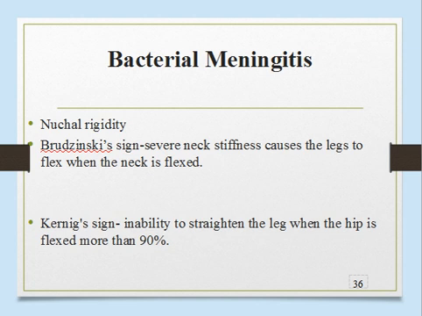In fact, there are two tests, kind of a screening test for meningitis. Brudzinski's sign is severe neck stiffness causes the legs to flex when the neck is flexed. You bring your neck up, your legs come up. Kernig's sign, inability to straighten the leg when the hip is flexed. Put your leg up, you cannot straighten it out because it is so stiff.